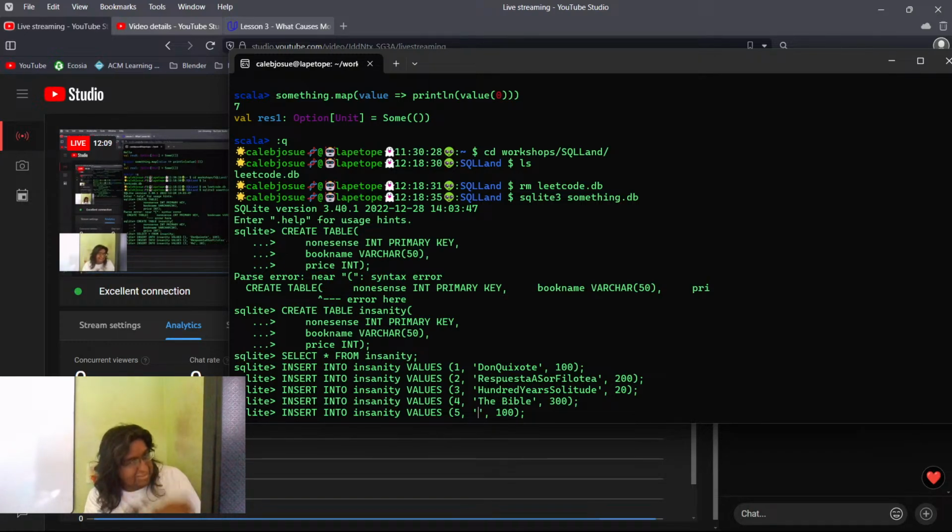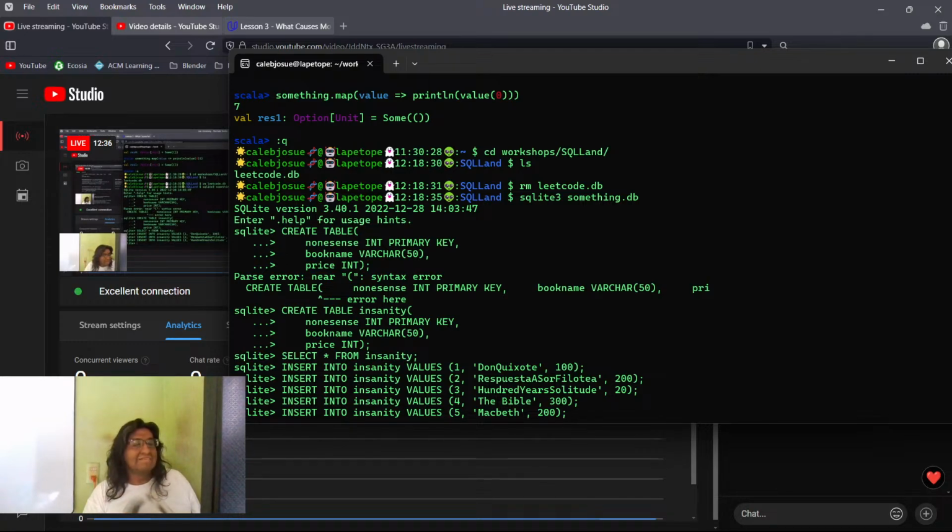Let's go with William Shakespeare and Macbeth. Let's put this on 200. Please don't deny the prices. They don't reflect the quality of the books. These are all great books. I won't be writing any of these in my lifetime. So please don't get too attached to these numbers.